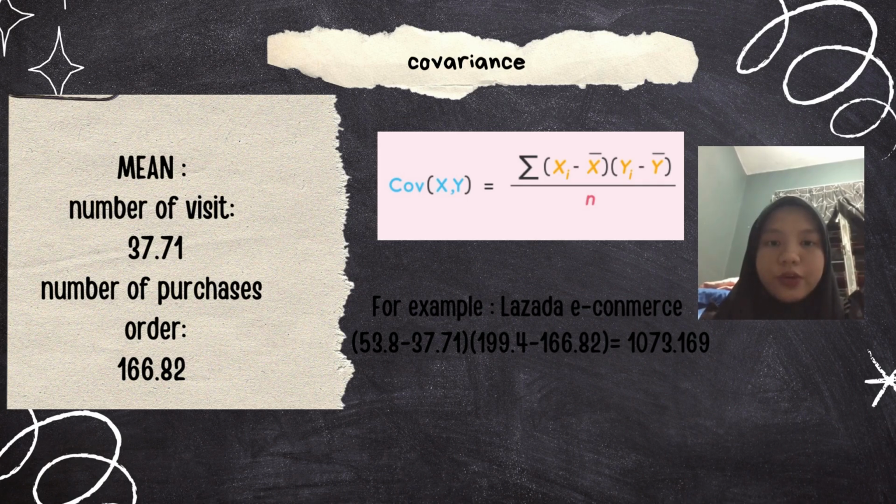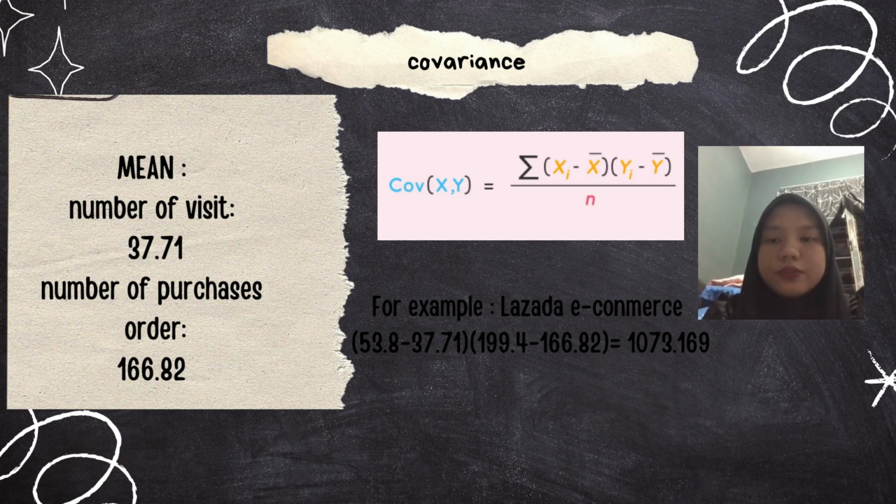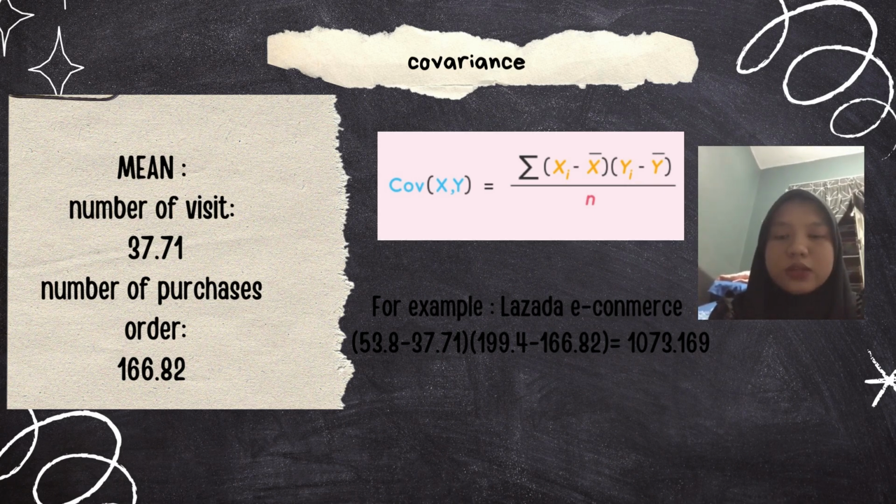Okay, as you can see here, for covariance, the mean for number of visits is 37.71, and the mean for number of purchase orders is 166.82. The formula is stated here. So for example, Lazada e-commerce: 53.8 minus 37.71, multiplied with 199.4 minus 166.82, and we got the answer 1073.169.